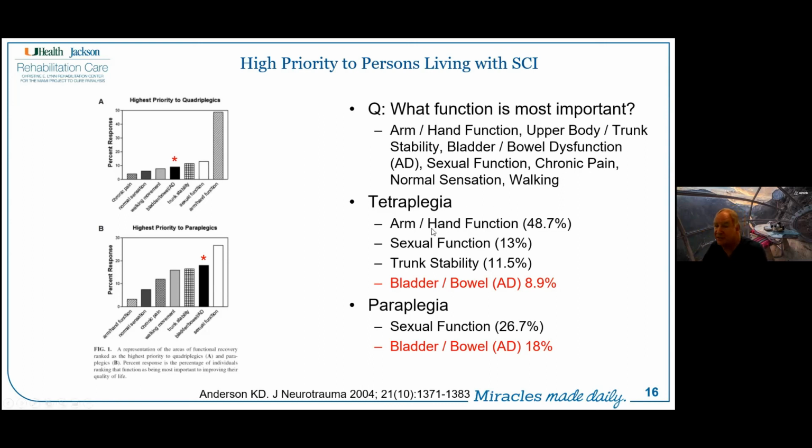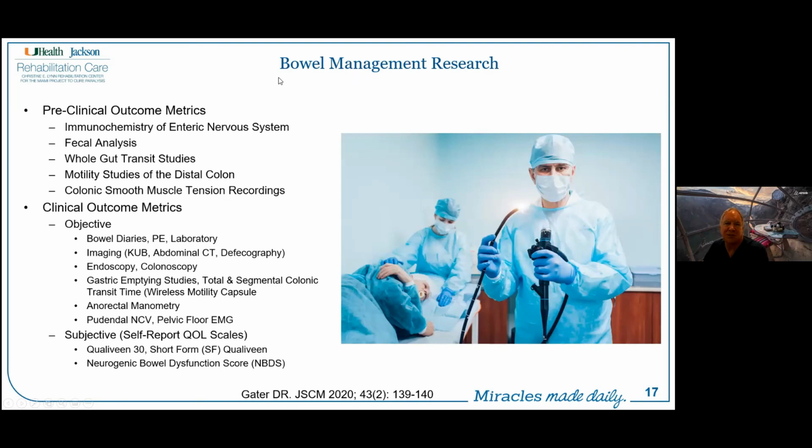And those with tetraplegia said, not surprisingly, I would like to have arm and hand function. So about 50% of those folks. 13% said sexual function. 11% said truncal stability, but about 9% said bowel and bladder function. If I could have bowel and bladder function back, 10%, maybe that doesn't seem overwhelming. But if you look at those with paraplegia, about 25% said sexual function. That's one of my highest priorities, but their next highest priority was bowel and bladder. And so we're going to be talking about that because it does represent a significant priority amongst our folks with spinal cord injury.